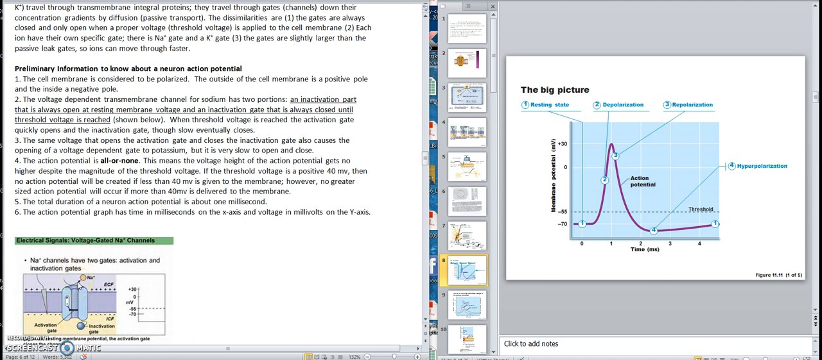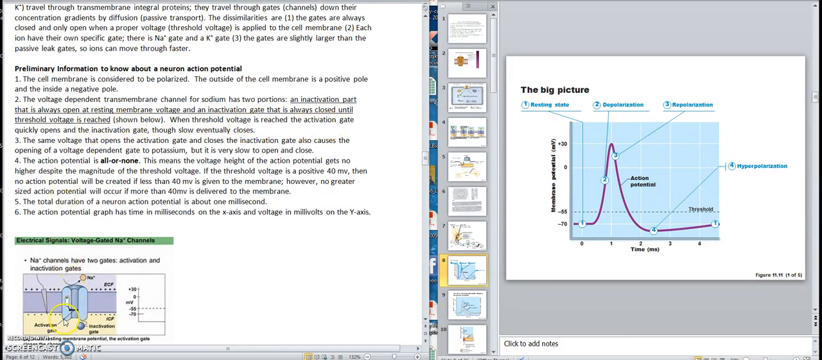Okay. So the voltage-dependent transmembrane channel for sodium has two portions. An inactivation part that is always open at resting membrane voltage. So you see the inactivation one, it's open. This is at resting membrane. At resting membrane potential, which we just talked about, the inactivation gate is open. So sodium could go through, but the activation gate is closed. The activation gate is always closed until threshold voltage is reached. When threshold voltage is reached, the activation gate quickly opens.